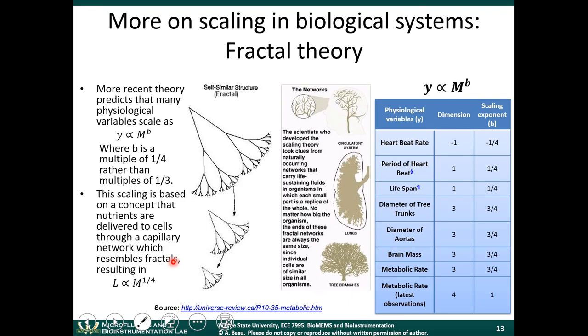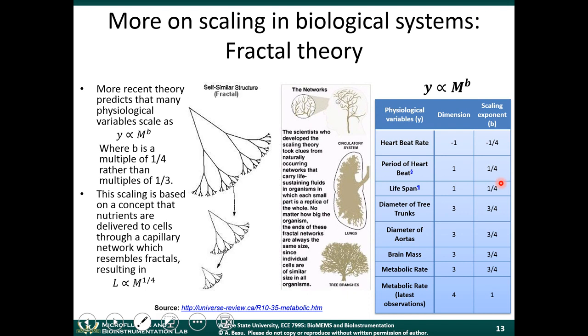So if you look through nature, there are physiological variables. This is kind of interesting. Think about the rate of heartbeat. With y as the variable, it's proportional to mass to the power of b, and this is the scaling exponent. The heartbeat rate scales with the exponent negative 1/4. The period scales opposite. The lifespan scales as m to the 1/4.